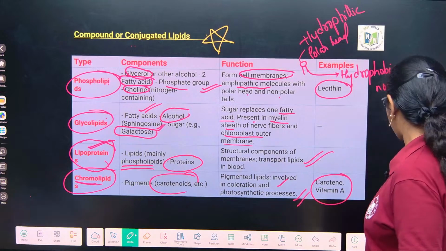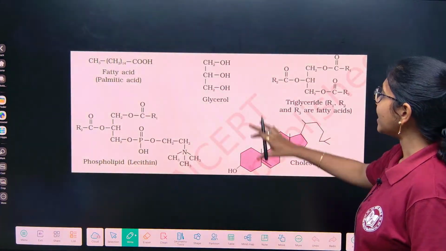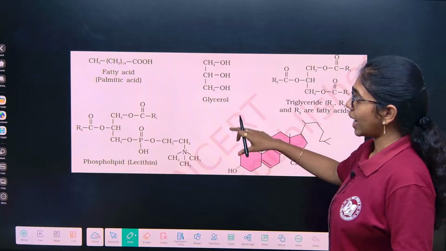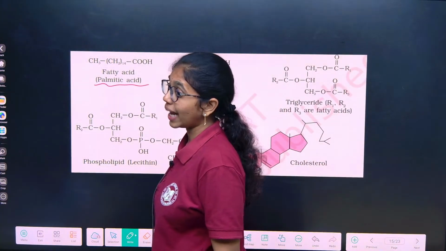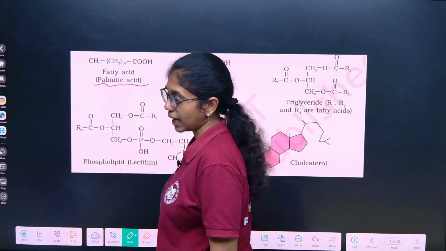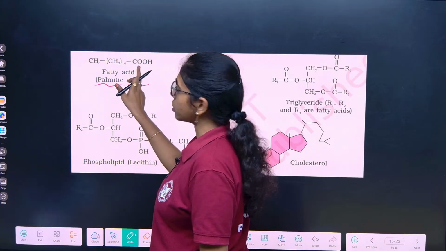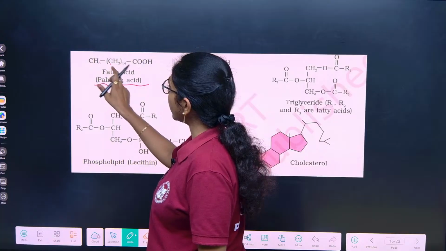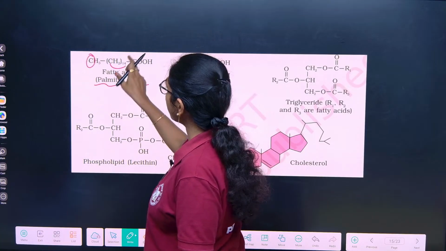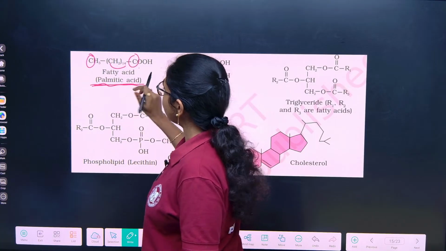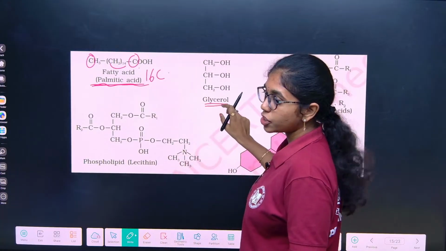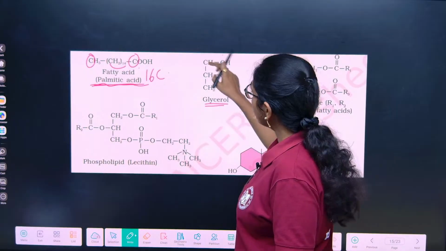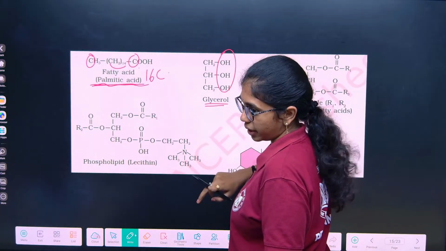Now, these are the images from your NCERT where you have to remember palmitic acid is having how many carbons? 16 carbons, including the carboxyl carbon. Here you can see 14 carbons plus 1 is 15, and including the carboxyl carbon it is 16 carbons in total. Here it is glycerol, that is trihydroxypropane. To 3 carbons, 3 OH groups are attached, right?